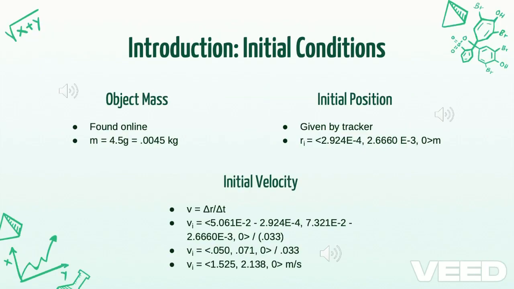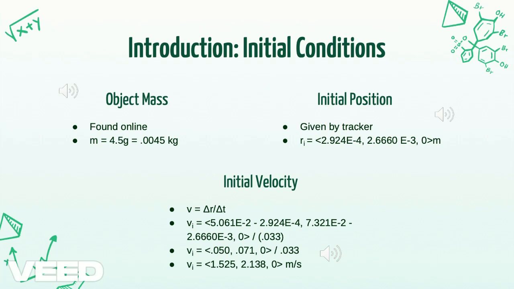Our first initial condition to discuss is actually a constant condition. This is the crumpled paper ball's mass, which is 4.5 grams. We also determined the initial position through Tracker at 2.924 e negative 4, 2.6660 e negative 3, 0 meters.